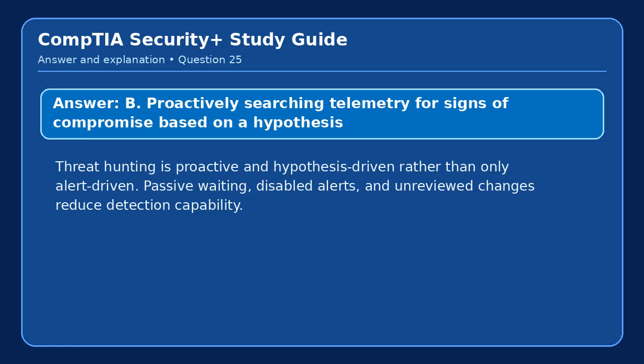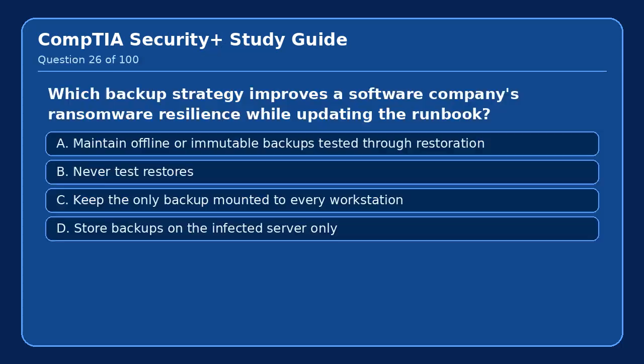The answer is A. Maintain offline or immutable backups tested through restoration. Immutable or offline backups resist alteration by malware, and restore testing confirms recoverability. Always mounted, untested, or same server backups may fail during ransomware recovery.